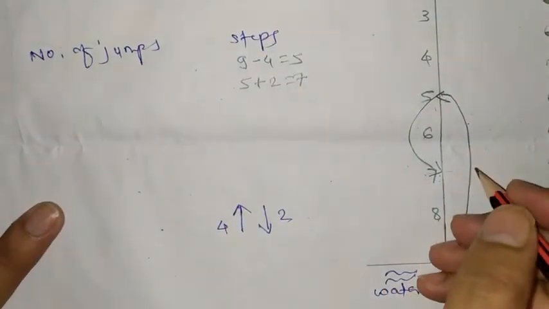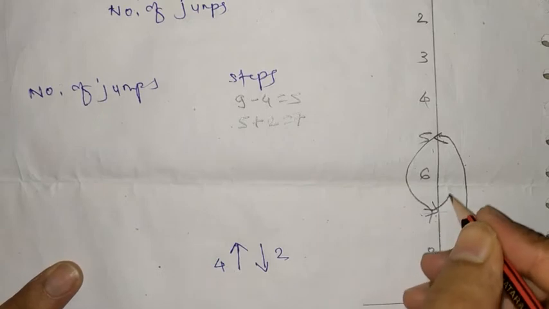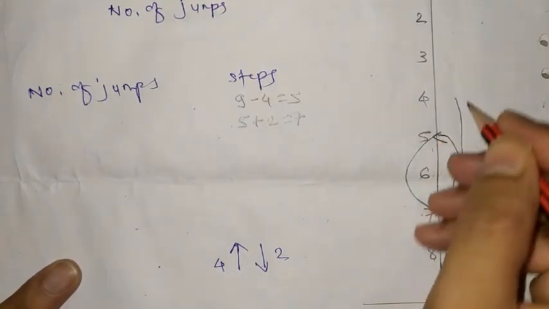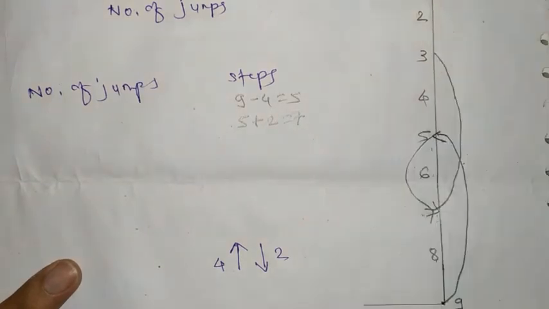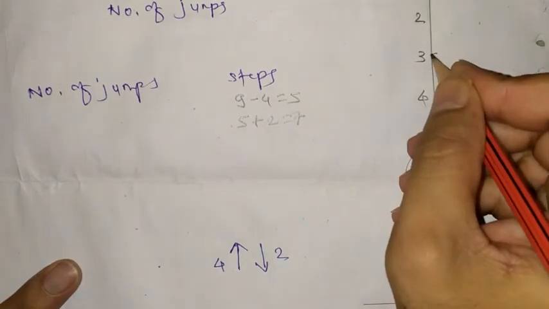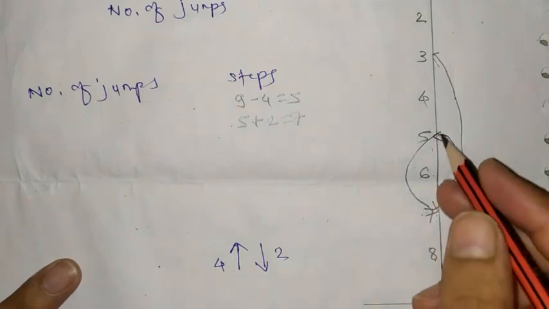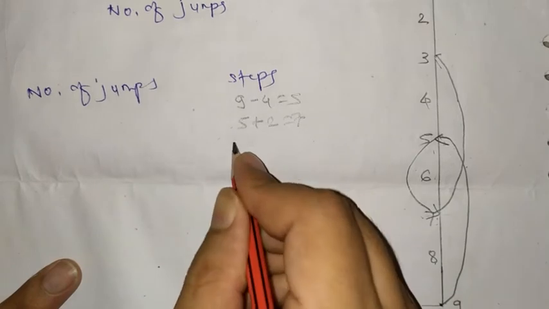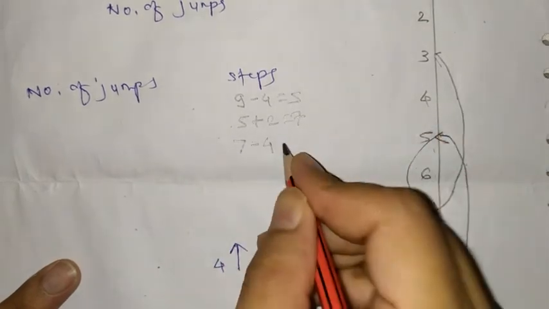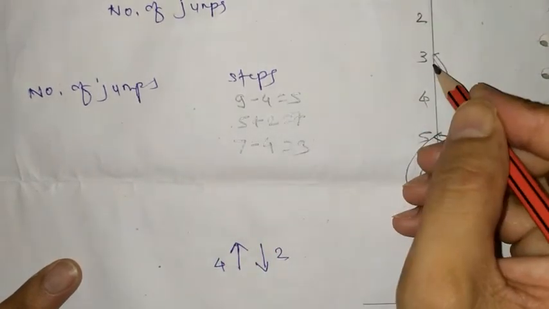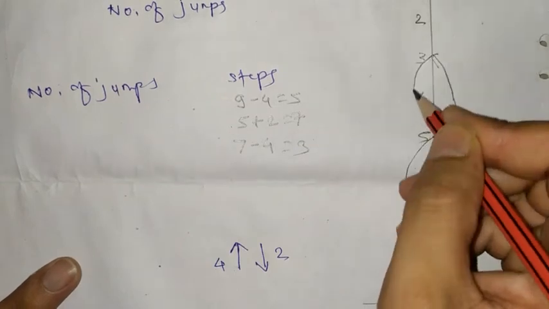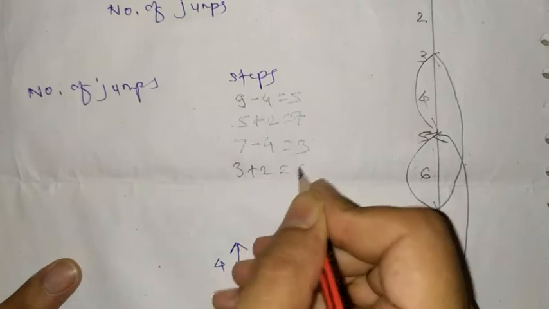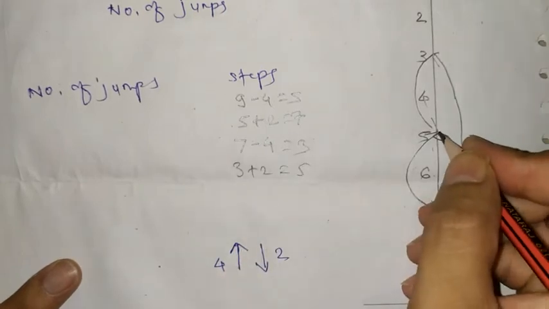After that again the monkey will go 4 steps up: 1, 2, 3, 4. So here you see 7 minus 4 is 3. Then after that, at the 3rd step, it will go downside. So 3 plus 2 is 5. Now the monkey is present at the 5th step.